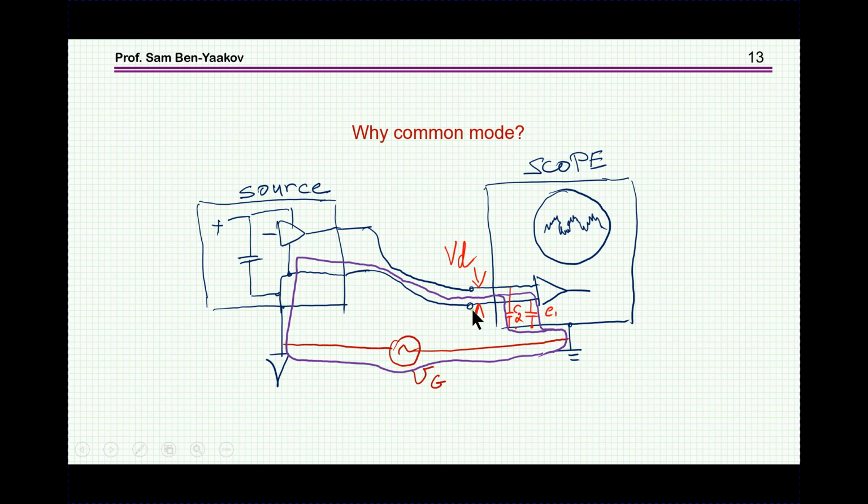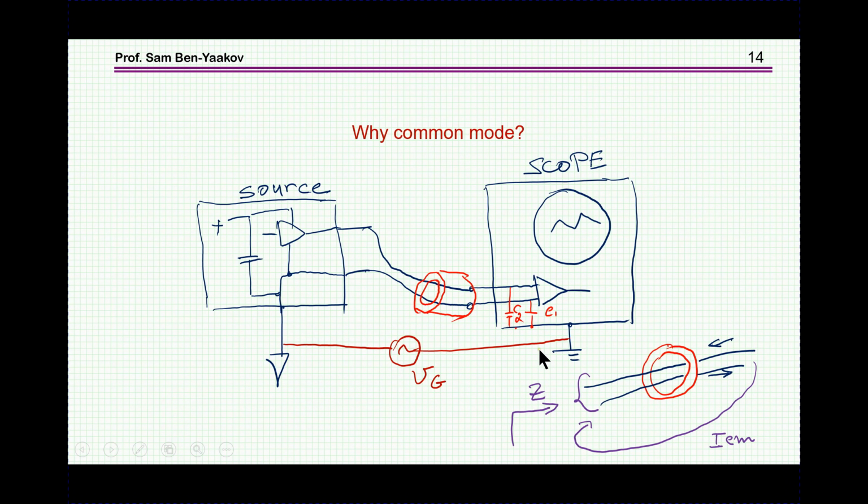Now, if these are not equal, and they'll never be equal, you generate a differential voltage. Once you have a differential voltage, then of course you're going to see it here. So superimposed on what you measure, you see this noise which is coming through this different potential between the two grounds. So now we're going to put a clamp, a ferrite element, on the two wires.